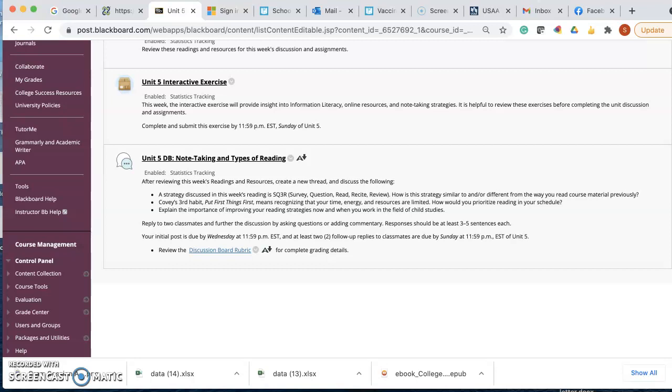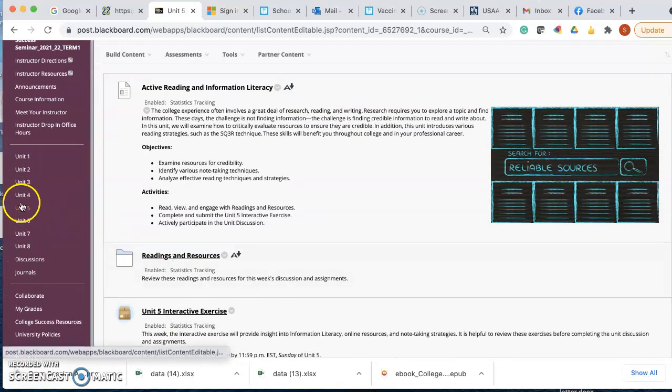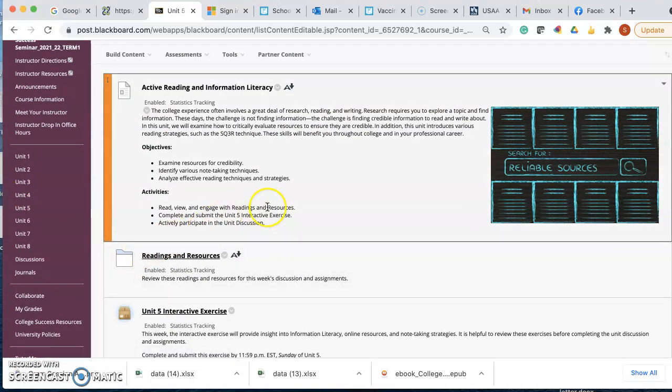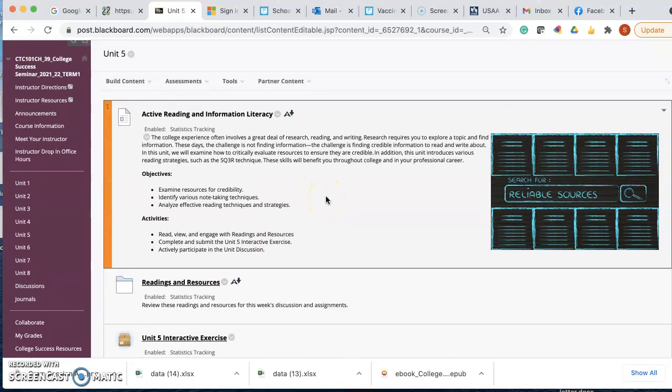I wanted to hop on and introduce Unit 5 to you as you begin your work for this week. We are now officially halfway through our course. I can't believe it. You only have 4 more weeks left of the course before we wrap up for the term. So I am logged into our course and I'm on the Unit 5 homepage, which is what you will see on the screen. And this week we're going to be learning all about active reading and information literacy.